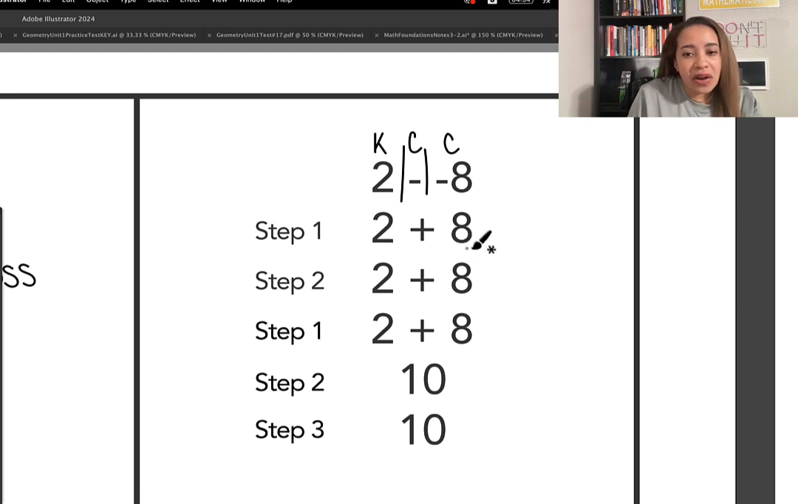Otherwise, if we think through all of the steps, step 2 tells us to look at the signs and decide what type of addition problem we have. And this time we see same signs. So we would say same signs add. 2 plus 8 does give us 10. And then we know that the final answer should be positive, and that's because both of our numbers were positive.